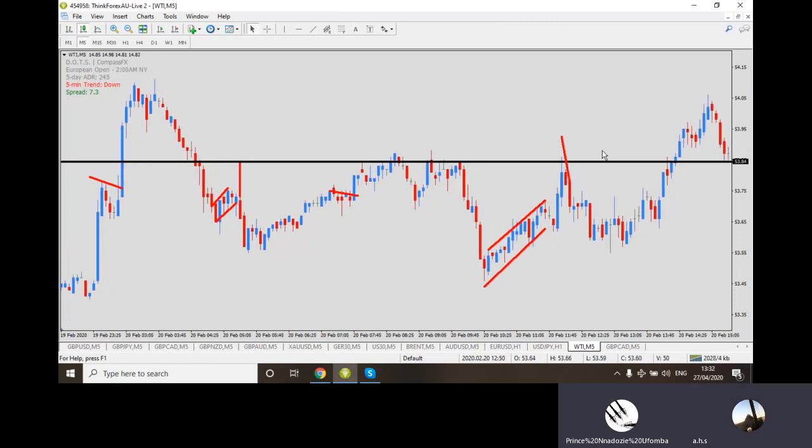I want to stop here a little, because of the resistance turned support and the test of that resistance. You want to go long with that one? I'll go long there. Yes. Okay, so Prince wants to go long on this doji wick, and the buyer's coming in on that level.